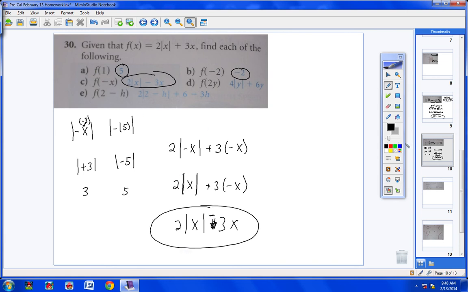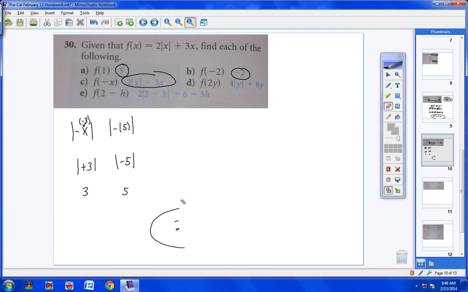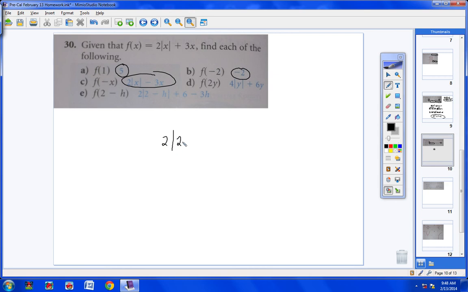All right, let's take a look now at letter D. Letter D, we're putting 2y in. So 2 parentheses 2y plus 3 2y. Now, I can see their answer right here, and I'm okay with that. Personally, I would have left it just like this. What they're doing there is they're saying this. They're saying, hey, no matter what you put in for y, you're going to end up multiplying it by 2.